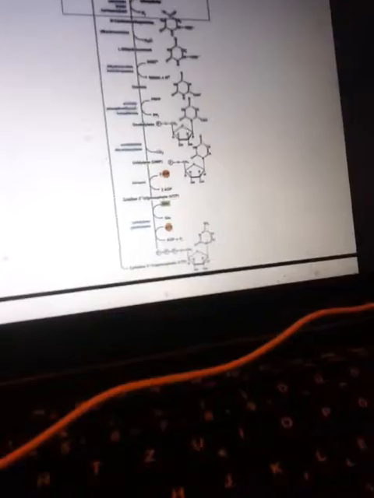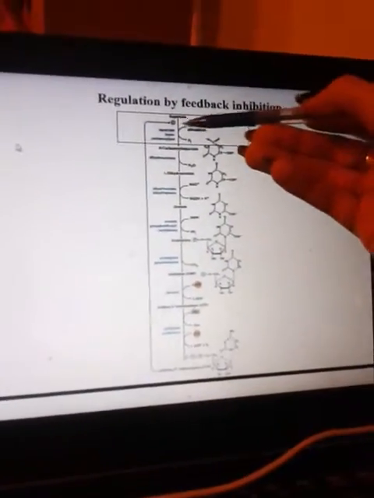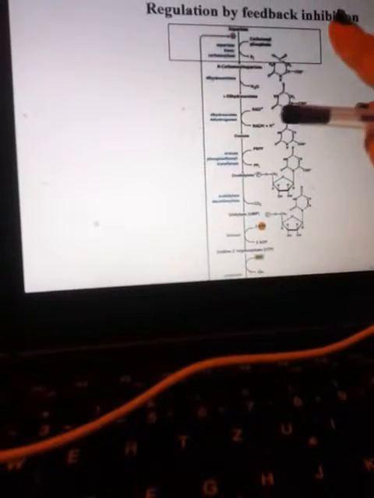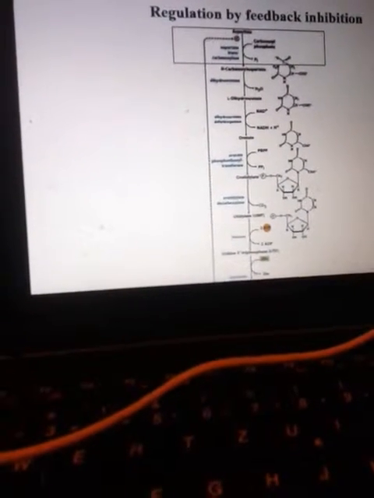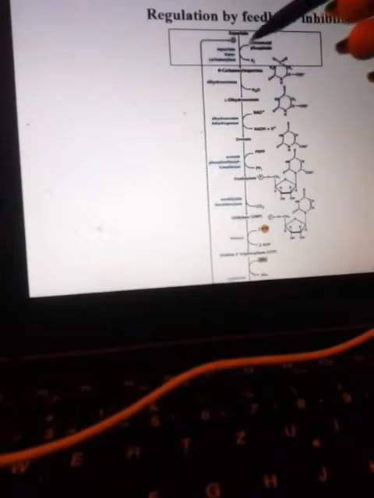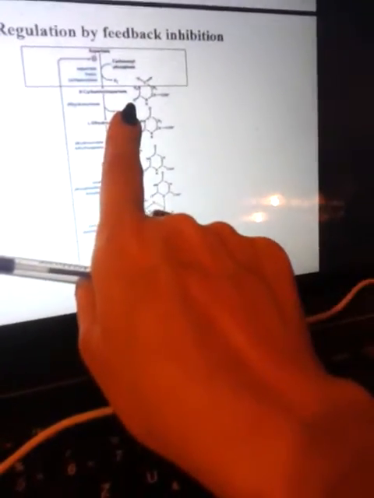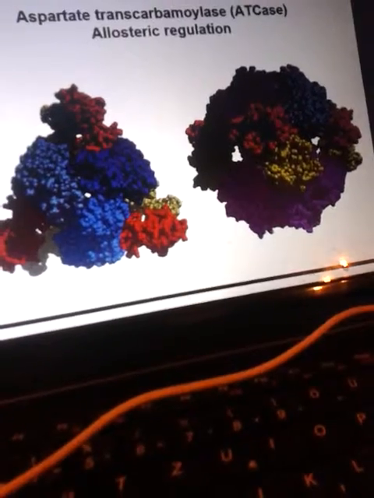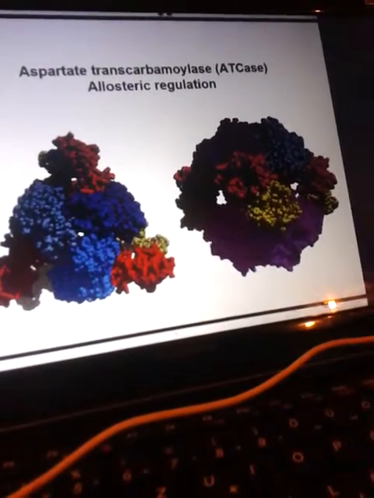Regulation by feedback inhibition. You see the CTP blocks here and says that's enough, please don't produce me, I'm here. Regulation by feedback inhibition on the pyrimidine synthesis. The CTP is produced and inhibits aspartate transcarbamoylase and inhibits the production of carbamoyl aspartate. Why is it called N-carbamoyl aspartate? Because on the nitrogen we have a carbamoyl, on the aspartate. Aspartate transcarbamoylase has an allosteric regulation. In this case, it can be inhibited by CTP.